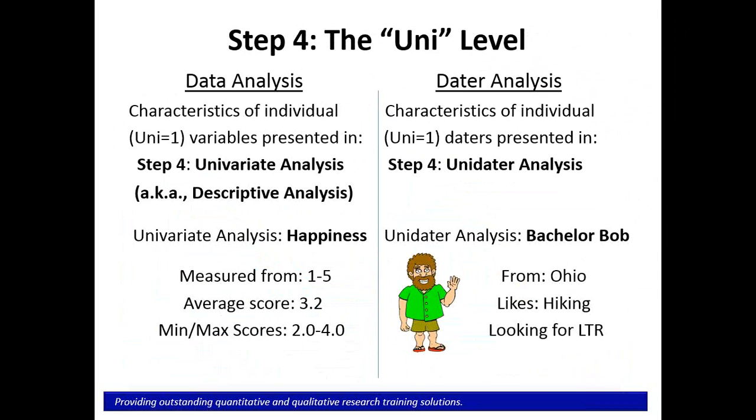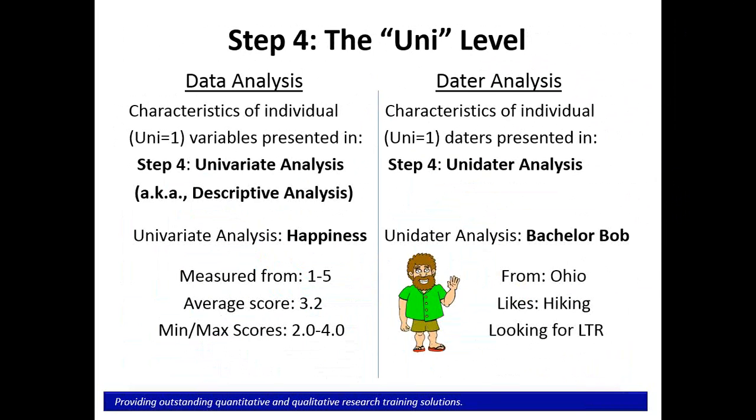So you're looking at the characteristics of one person at a time, such as Bachelor Bob. Right? So you just look at his characteristics. From Ohio, likes hiking, looking for the LTR, which I believe means a long-term relationship.